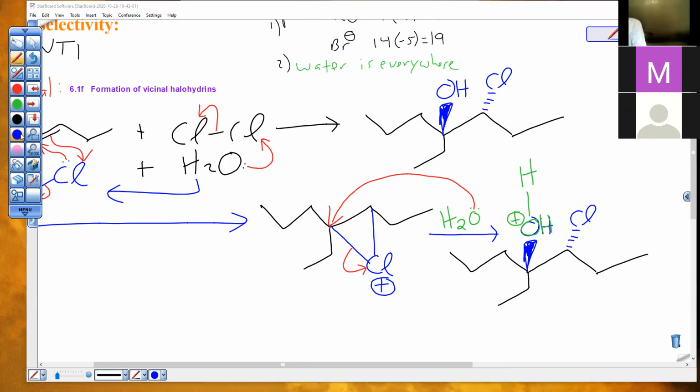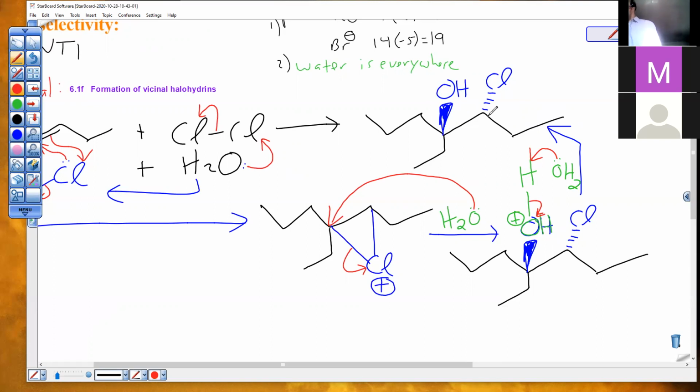Don't try to come up with new improved mechanisms because they're shorter. You might not be obeying the rules of reality, and you don't get points for that. Science class. OH2, water, comes and grabs the H. It's the better base, and there's more of it. And there you go. You get your vicinal halohydrin.